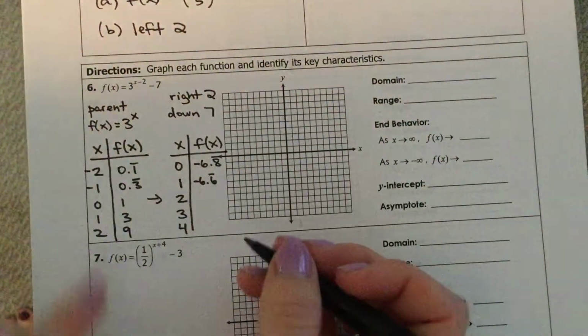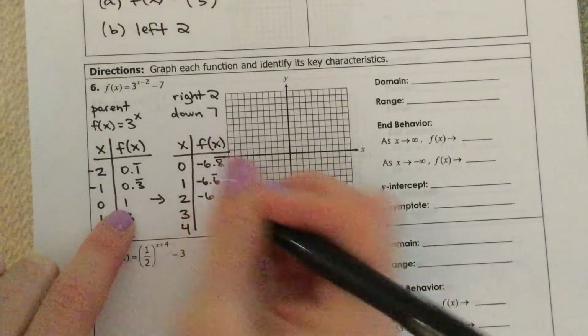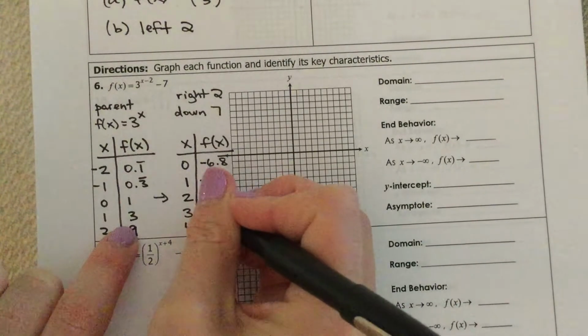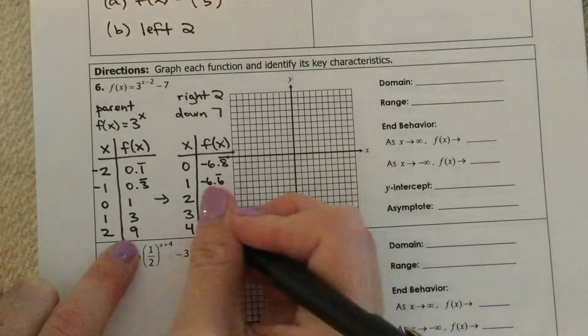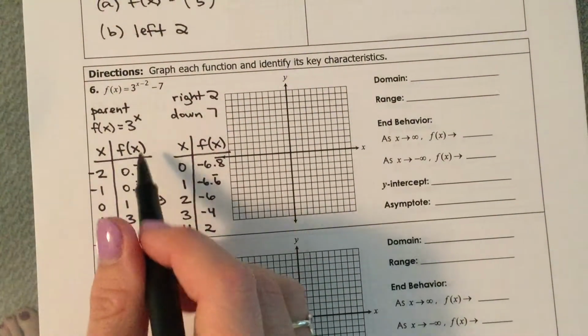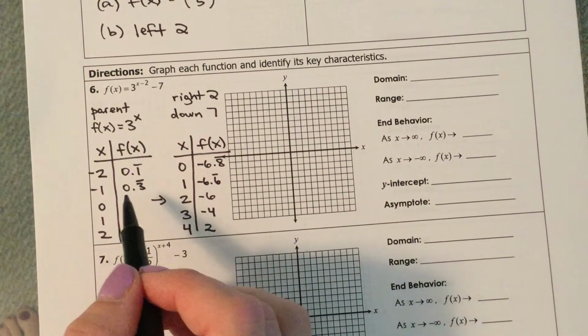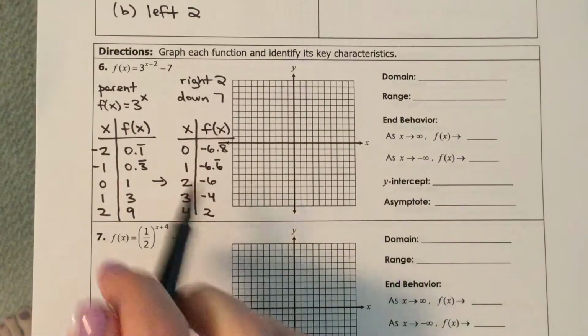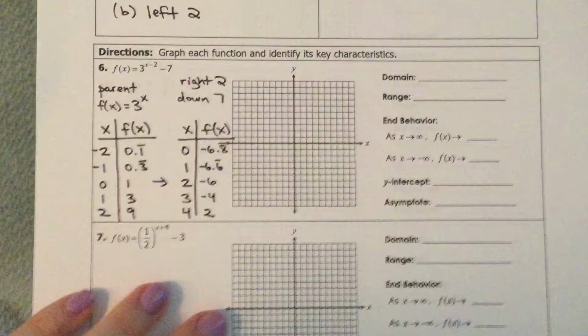And then the rest of these are easy. So 1 minus 7 is negative 6, 3 minus 7 is negative 4, and 9 minus 7 is 2. So this, you never ever plot these points. These points are just used to create this table. This is the value, or these are the values that you use to plot.